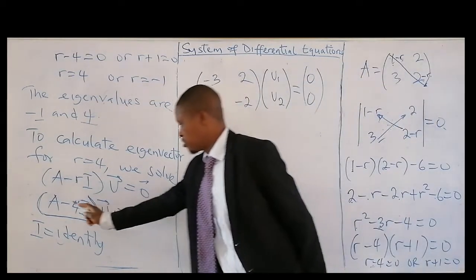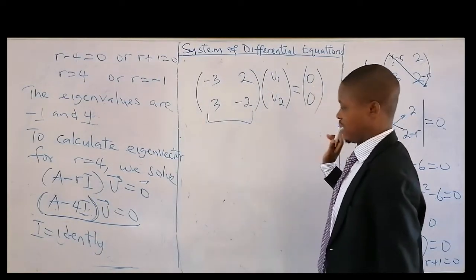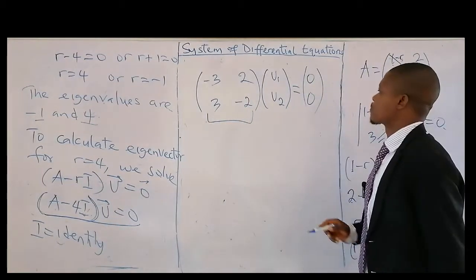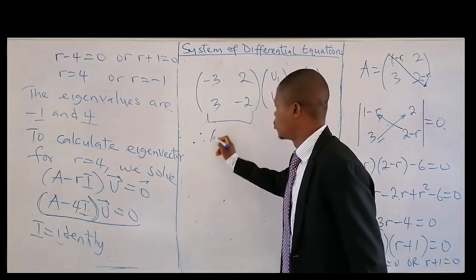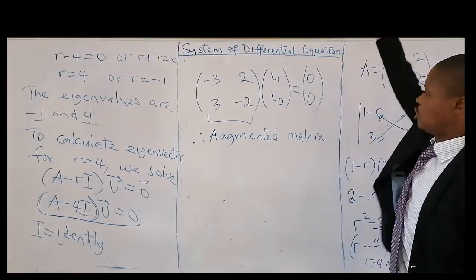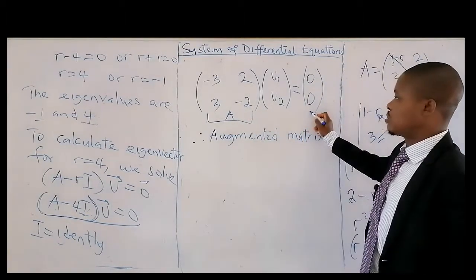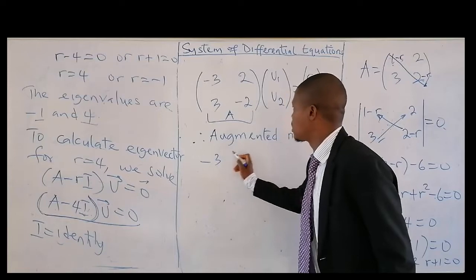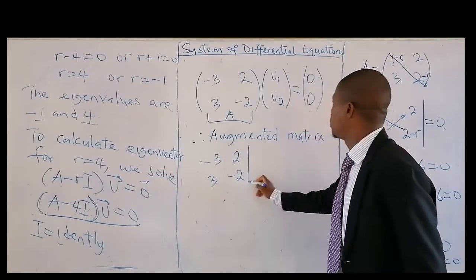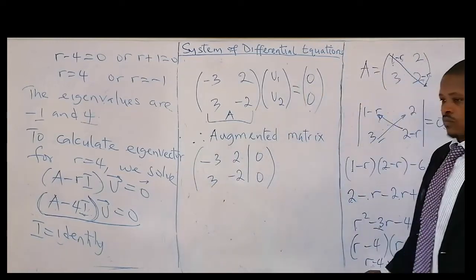Again, this expression A minus 4I is this, and I've explained that. And this one is the eigenvector we're looking for. Okay? Then the next thing to do now is to do the augmented matrix. And that will be a combination of this matrix and the equal value. That will be equal to what? Minus 3, 2, 3, minus 2. Then you put a line in between, and that will be 0, 0. That's your augmented matrix. Okay?